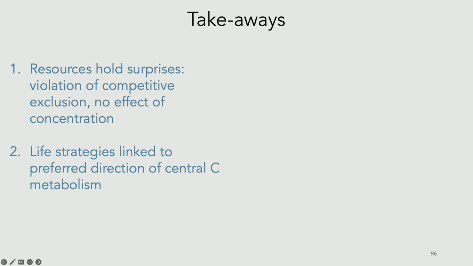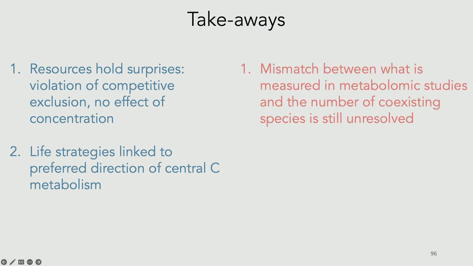The other thing is that I believe that life strategies linked to the preferred direction of the central carbon metabolism can also help us understand a bit more of how these communities assemble, not just the physiology of single species. And as Terry pointed out yesterday, there is a mismatch between what people measure when they look at which metabolites are secreted and the actual number of coexisting species that we see. This is a mystery that we haven't really resolved yet.